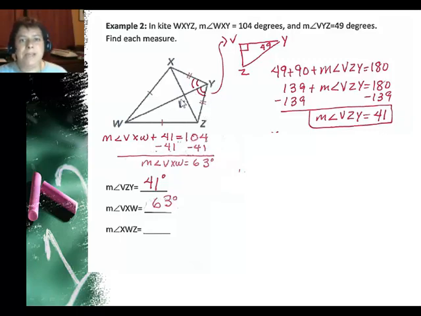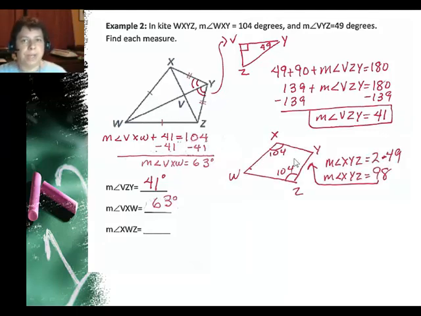Now to find the last angle, which is XWZ. So it's this entire angle here. Well, because I've got diagonals in this picture, I went ahead and redrew the kite without the diagonals. I put in my 104 and 104.